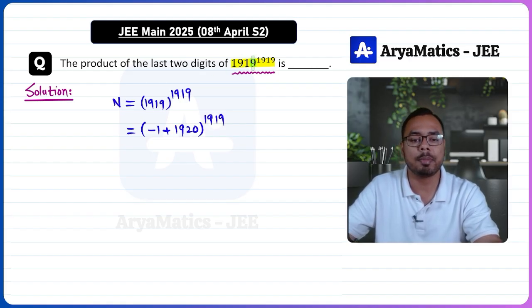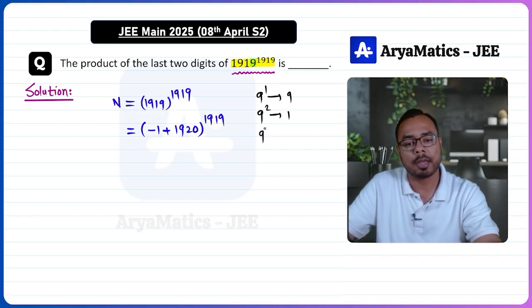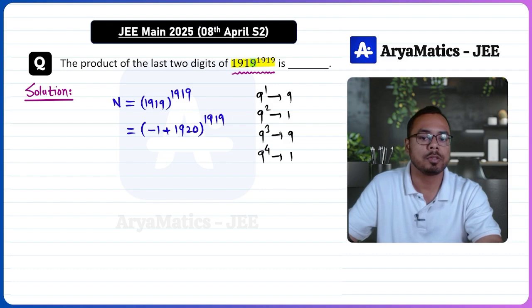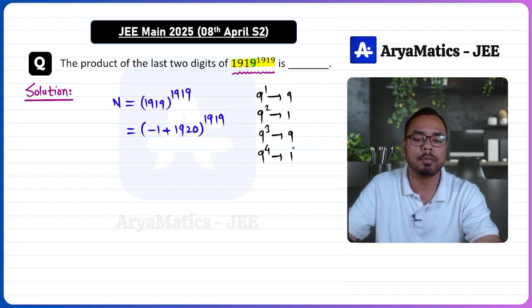First of all, the digit at unit place will be decided by this 9 only. The other digits are irrelevant. And if you see the different exponents of 9, 9 raised to 1 will be 9. For 9 squared, the digit at unit place will be 1. For 9 cube, the digit at unit place is 9. 9 raised to 4, the digit at unit place is again 1 and so on. So for 9, this is the pattern you are getting: 9, 1, 9, 1 and so on. Whenever the exponent is an even number, the digit at unit place will be 1. Whenever the exponent is an odd number, the digit at unit place will be 9.